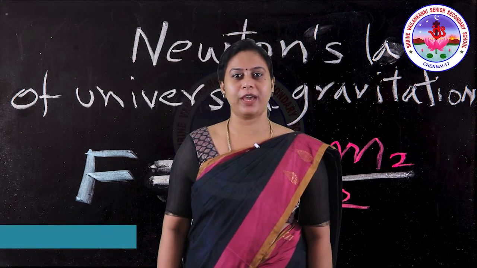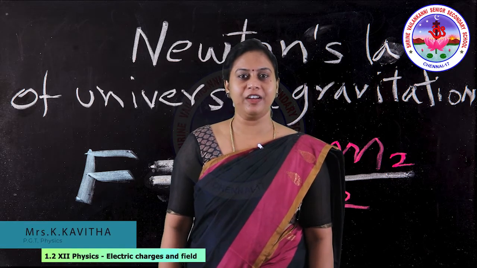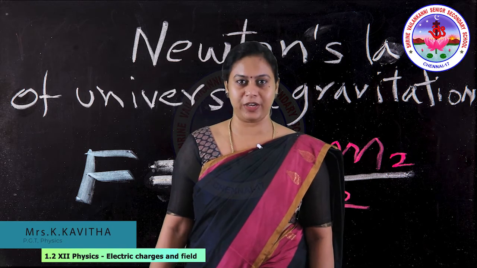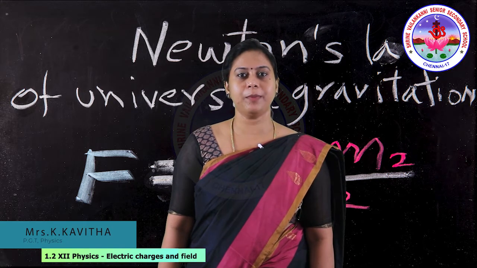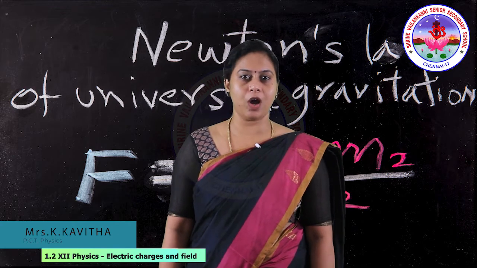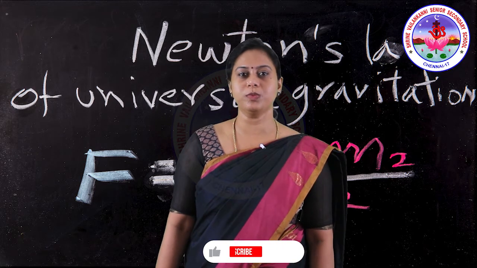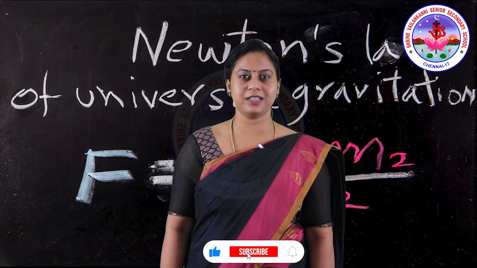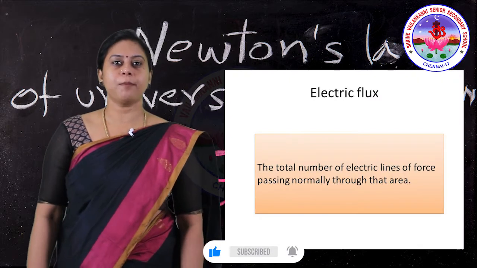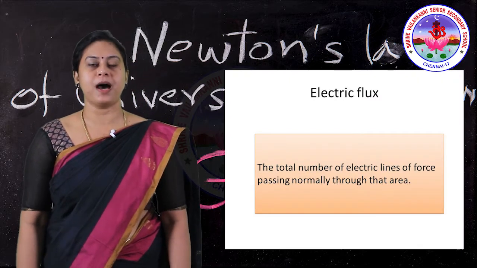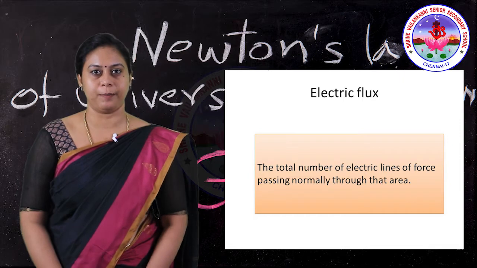Students will be able to express the electric flux for the uniform electric field and can describe the relation between Gauss Theorem and Coulomb's law. Let us see the statement. Electric flux: the total number of electric field lines passing normally through that area.